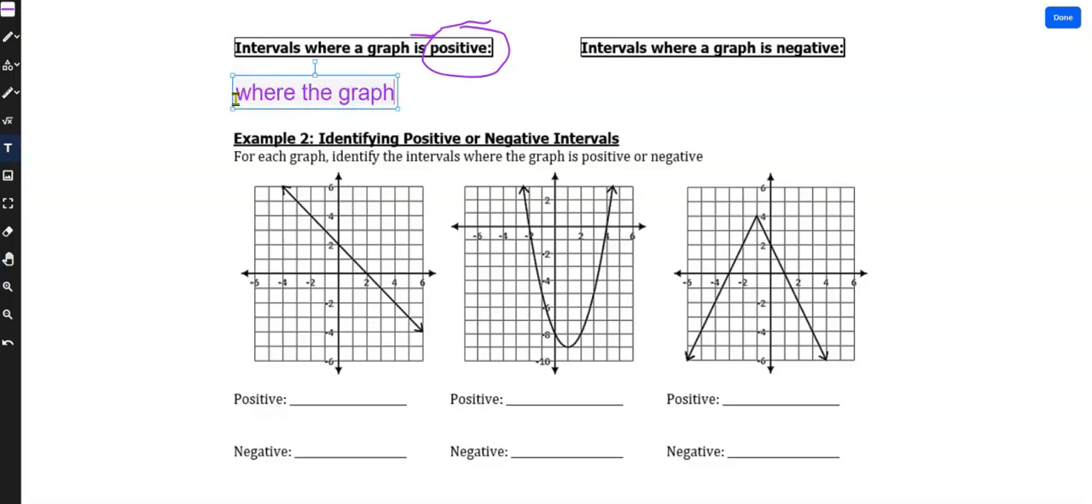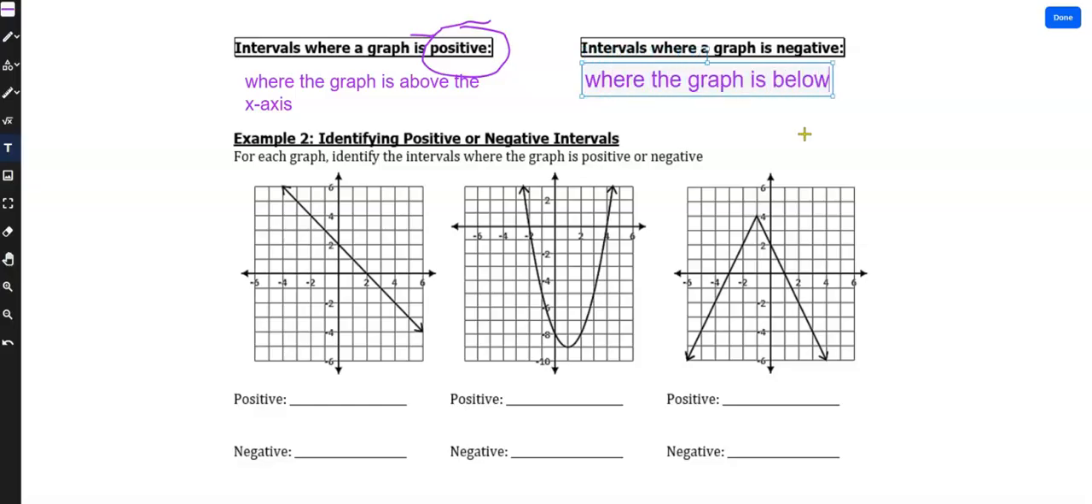So, where the graph is above the x-axis. Where the graph is below the x-axis. So we can see that this section of the graph is above the x-axis. So that would be a positive interval from negative infinity to 2.